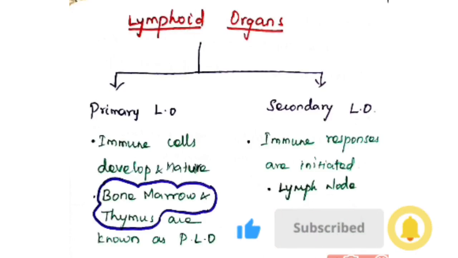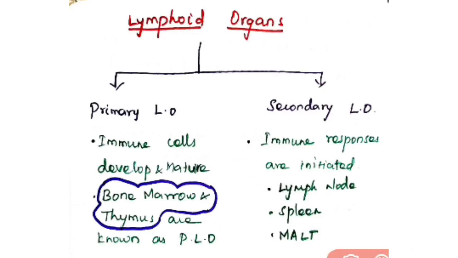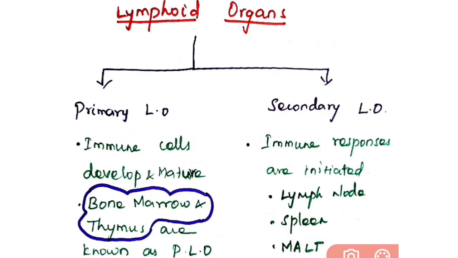This video covers a general introduction about lymphoid organs, and then we will see complete details on the bone marrow. Okay, so first let's start with the introduction about lymphoid organs. Lymphoid organs are where immune cells develop and mature, and immune responses are also initiated in these lymphoid organs.